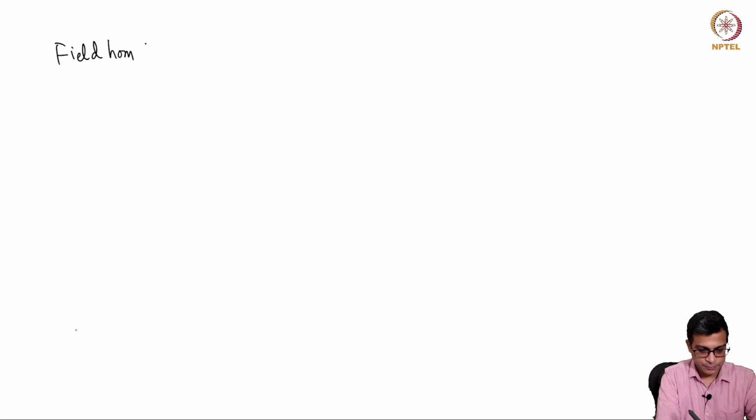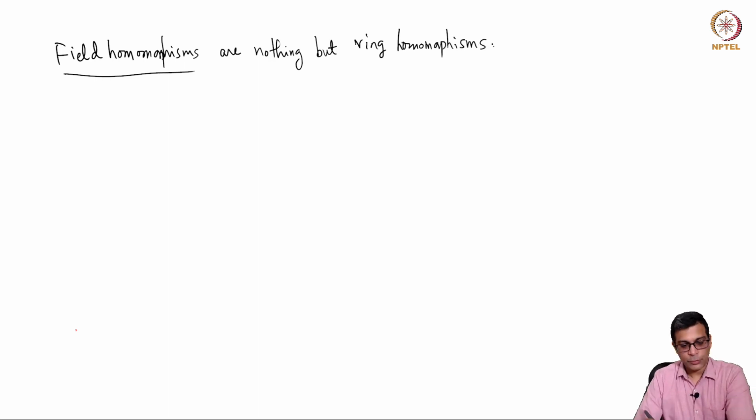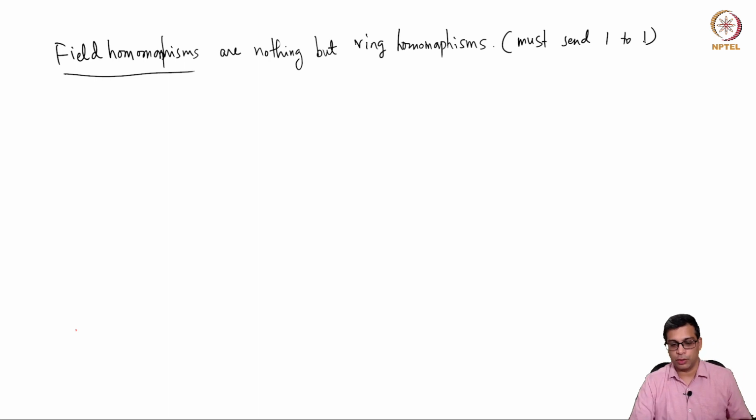Field homomorphisms are really nothing but ring homomorphisms, right? So a field is a ring, and a ring homomorphism is one which preserves the addition and multiplication of the ring and sends 1 to 1. So it must send 1 to 1. I'll recall only that, but there is nothing additional for a ring homomorphism that you require in order to be a field homomorphism.